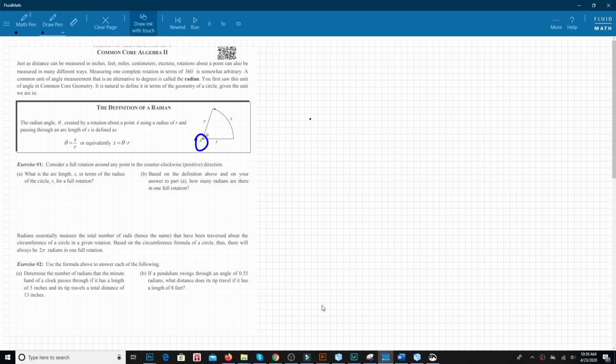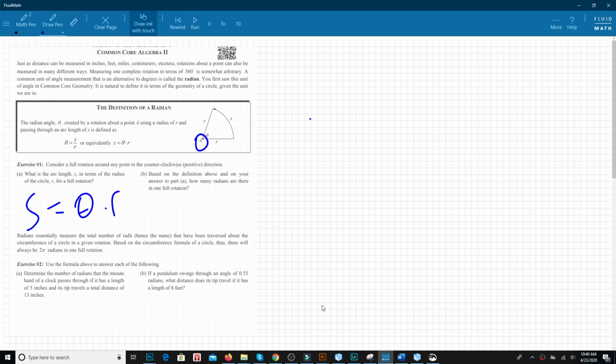But okay, so now it says exercise 1. Consider a full rotation about a point in the counterclockwise positive direction. So A says, what is the arc length S in terms of the radius of the circle? So they want to know what S is, for a full rotation. It was defined for us above: S equals theta times R.